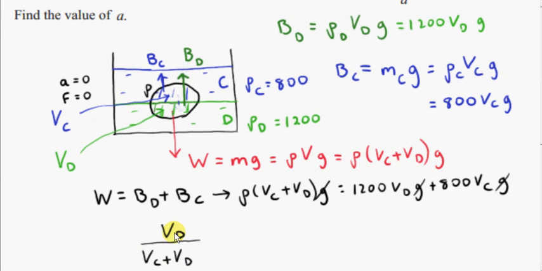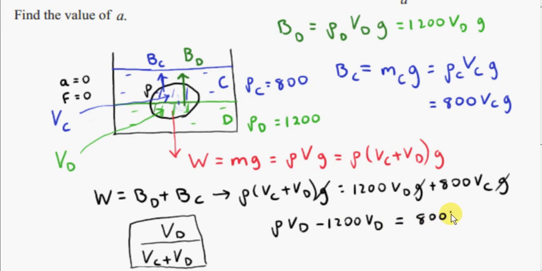Okay, that's how we get the fraction of the object that's immersed in liquid D. So what we will do is get either VC in terms of VD or VD in terms of VC and plug into this thing here. I'm going to get VD in terms of VC, so we have rho times VD on the left hand side, and we'll bring over the 1200 VD from the right hand side. I'll shift everything involving VC to the right hand side. So we have rho VC here, I'll shift that over. We have 800 VC on the right hand side, and when we bring rho VC over, we get minus rho VC. Okay, so we brought the VD terms onto the left hand side, and now we can get VD in terms of VC.